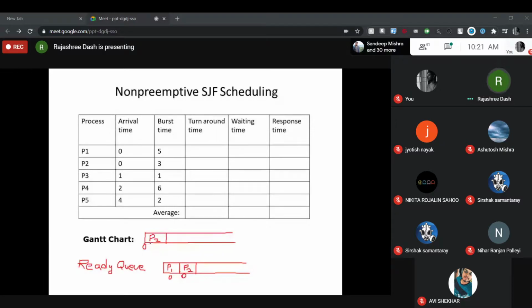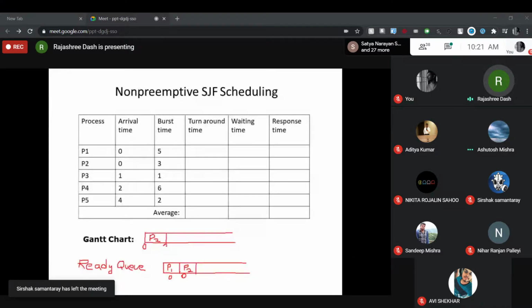The burst time for P2 is 3 milliseconds. So P2 will continue up to 3. Now P2 is not in the ready queue; P2 is executing. Ma'am, why have you taken P2 as executing first?